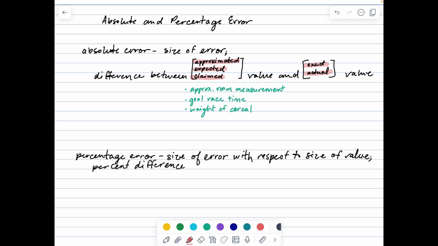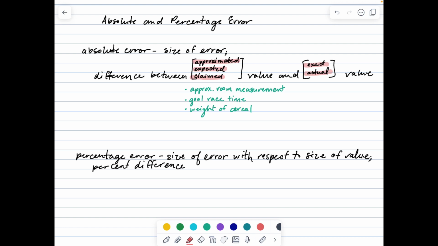The second example is maybe you are a track runner, and you know the time that you want, your goal time or the time that you expect to get in your race. And so the error would be the difference between that expected time and your actual time. Obviously, sometimes that difference could be positive or sometimes it could be negative, but what we're really looking at with error is the size of the difference.